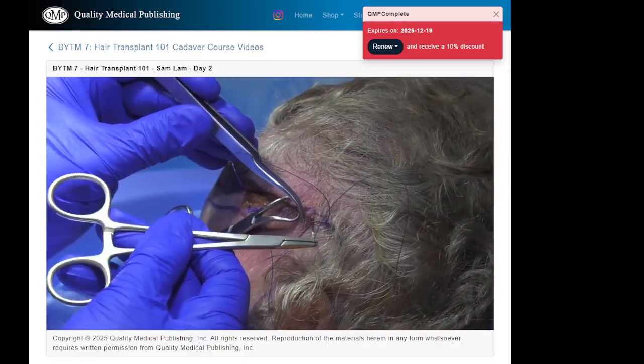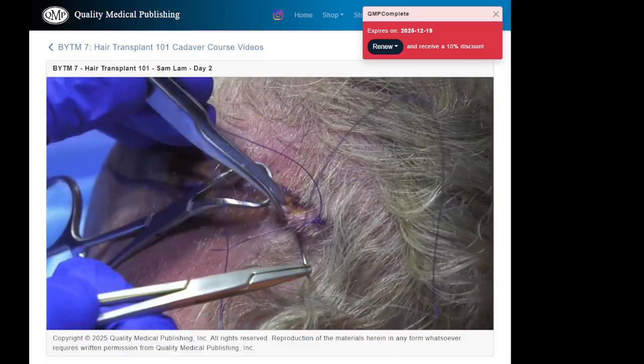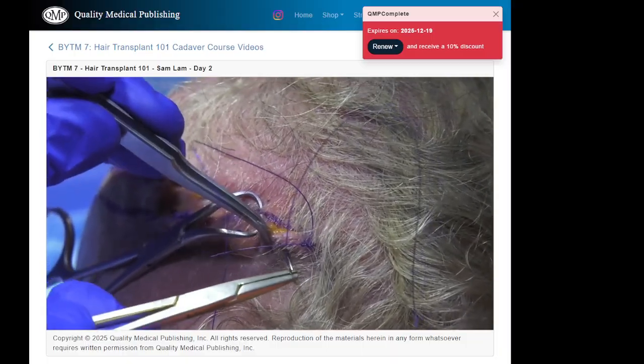So the trick, here it is. This is the trick. Go about mid-follicle. Don't go too deep with this. Don't snag the neurovascular. Definitely don't touch the galea. I go about mid-follicle to a little bit maybe deeper, but not much deeper. And I'm going about 45 degrees.